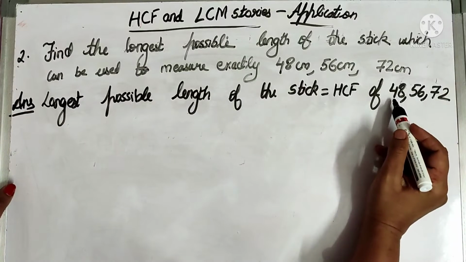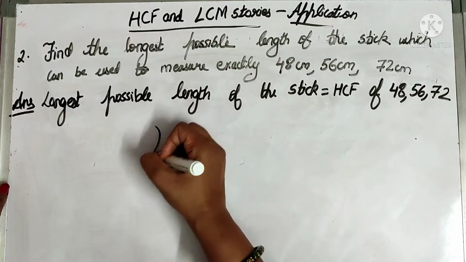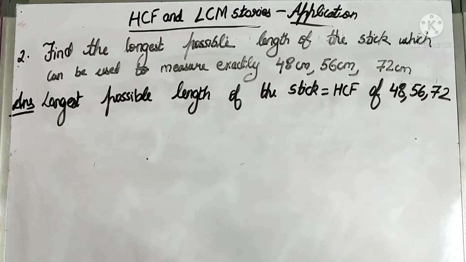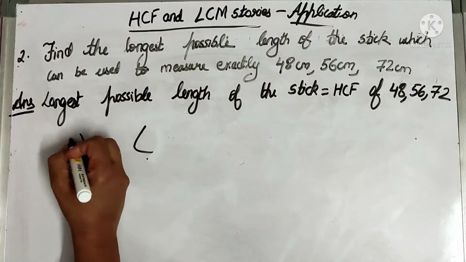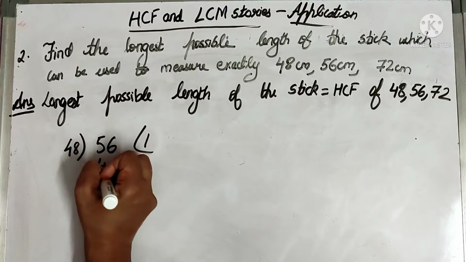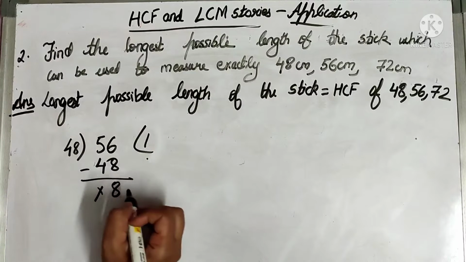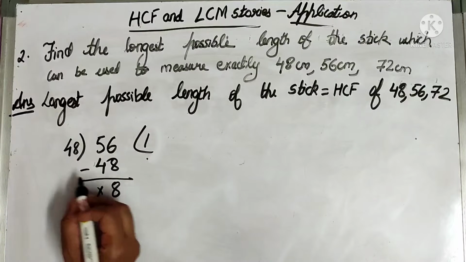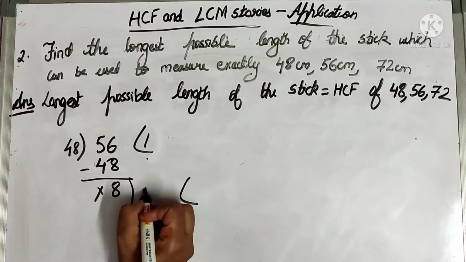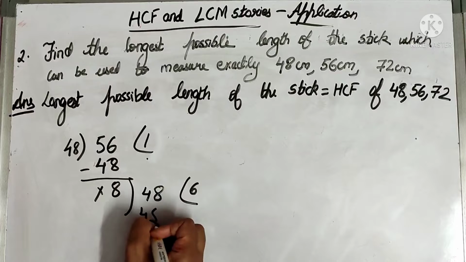Which is the smallest number here? The smallest number is 48. So 48 will be the divisor and 56 will be the dividend. 48 ones are 48. So what did I get? I got 8 as the remainder. Now 8 will be the divisor and 48 will be the dividend. 8 sixes are 48.